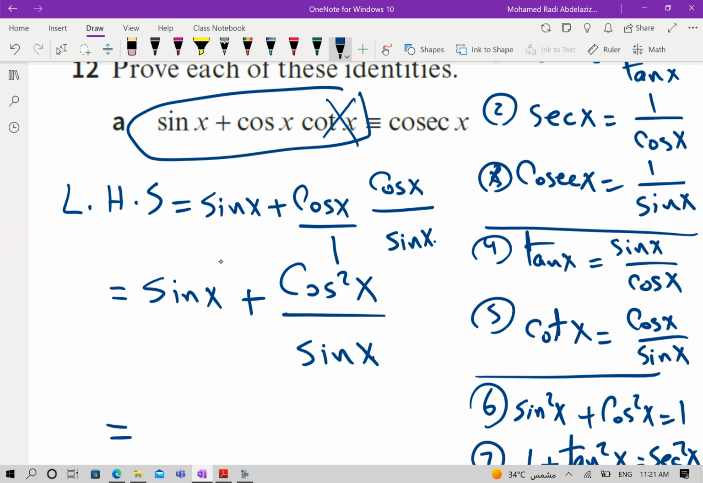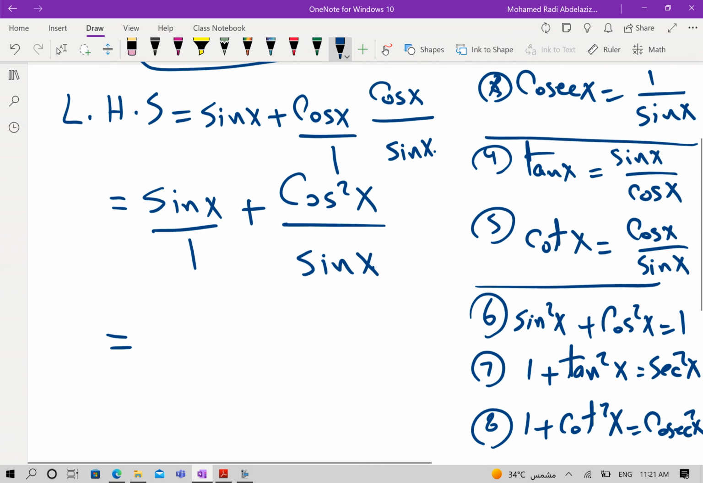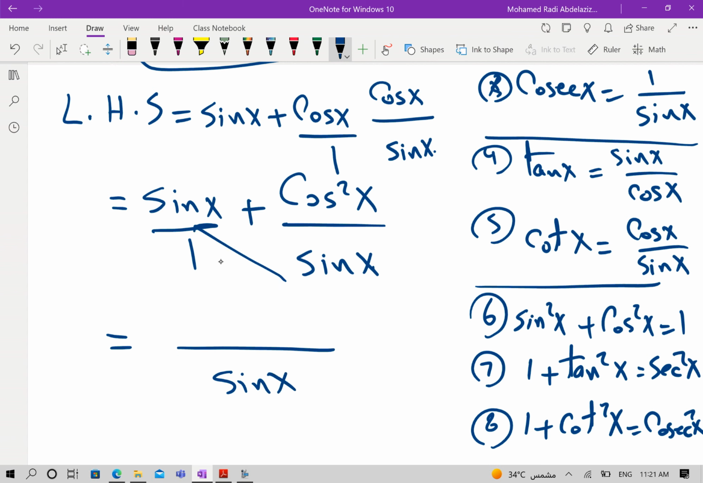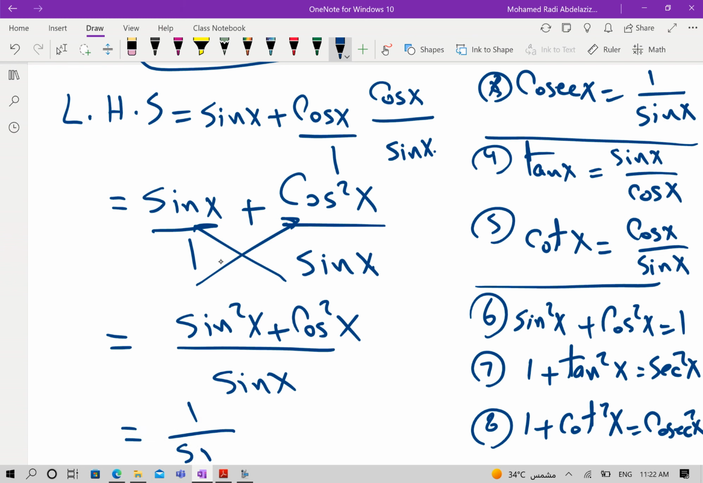If you have two fractions, write it as a single fraction. The common denominator will be what? Sine x cross will be sine squared x plus cosine squared x, which you can remove and write 1. 1 over sine is equal to cosec x, which is in the right hand side.